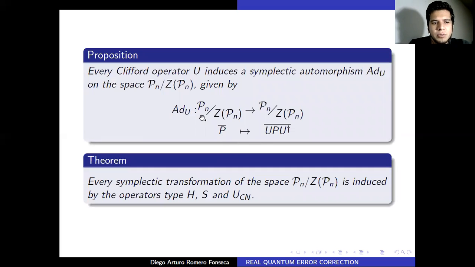Okay, so there are two important things. Firstly, every Clifford operator induces a symplectic transformation like this. But something even more important is that every symplectic transformation is induced by a Clifford operator. And this Clifford operator is just a product of operators of the types H, S, and C-NOT. When I say type, I mean the generalizations of these kinds of operators on Pn.